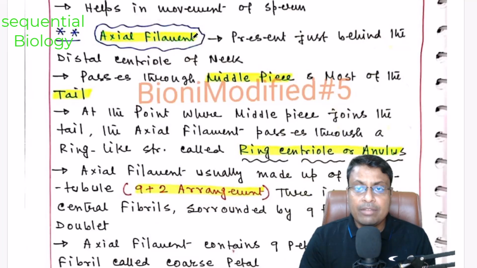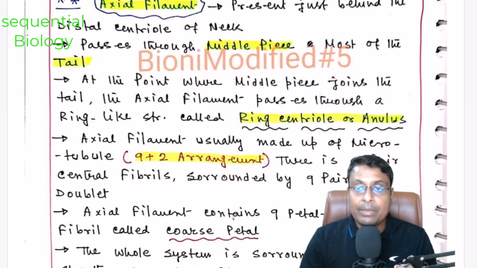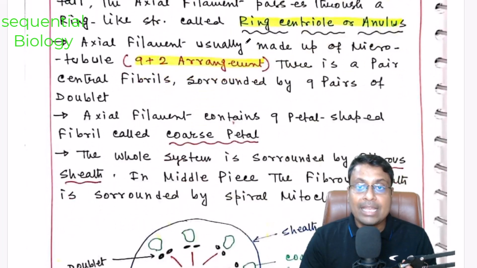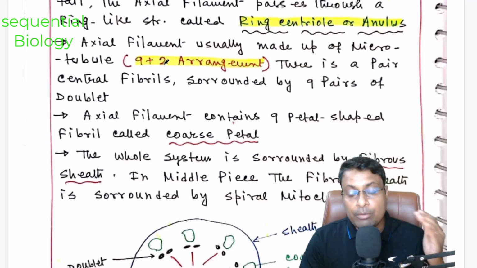The axial filament is very important. It is present just behind the distal centriole of the neck, and it passes through the middle piece and most of the tail. At the point where the middle piece joins the tail, the axial filament passes through a ring-like structure known as the ring centriole or annulus. The axial filament is usually made up of microtubules, and the arrangement of these microtubules is a 9+2 type of arrangement.